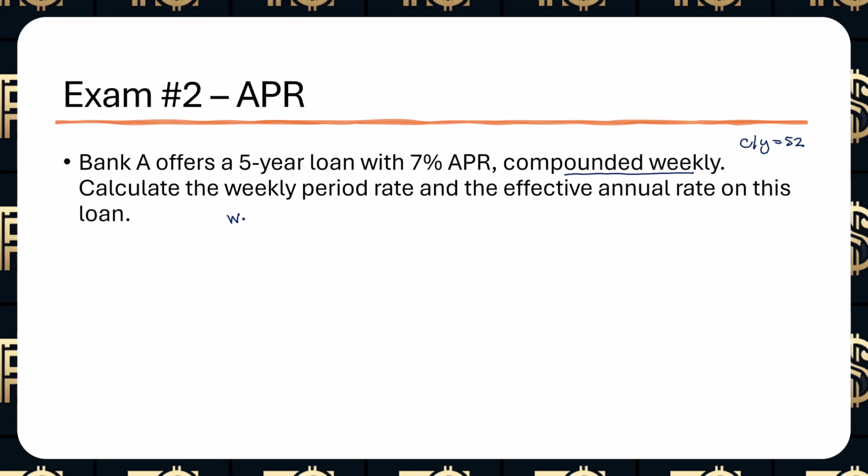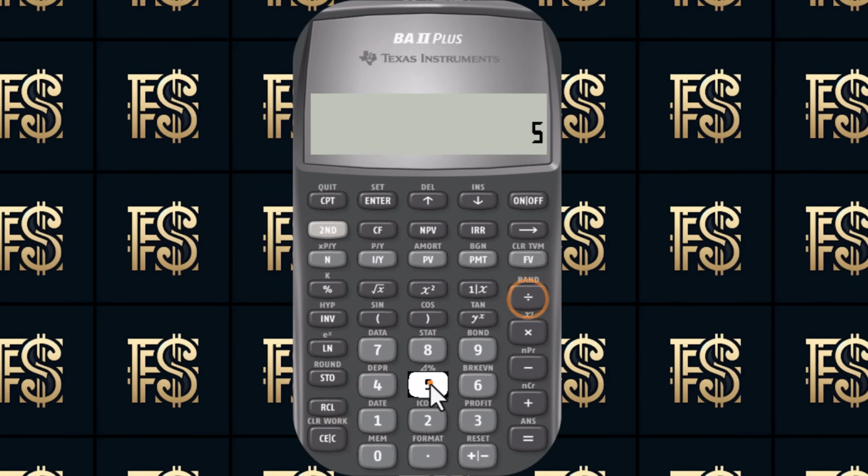So first we'll find the weekly period rate. And recall, to do this, all we have to do is take the APR and simply divide it by the compounding periods per year. So we take the 7%, divide it by 52, and we find that the weekly period rate is 0.1346% per week.